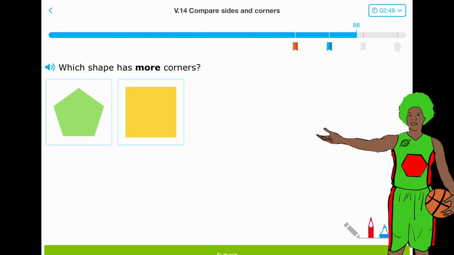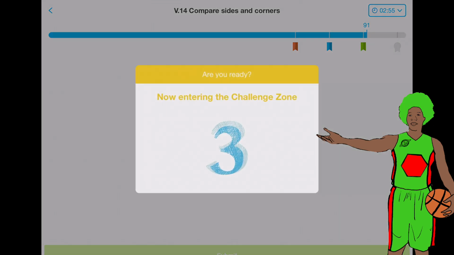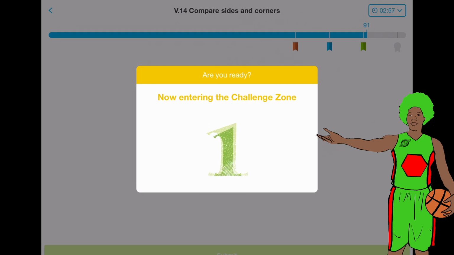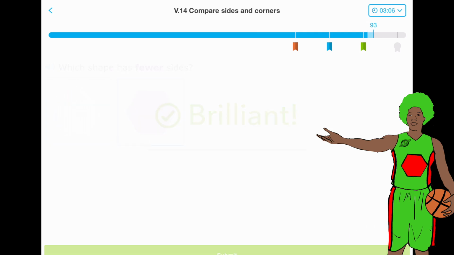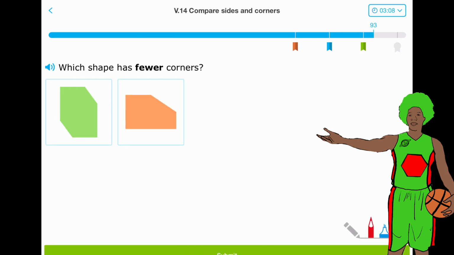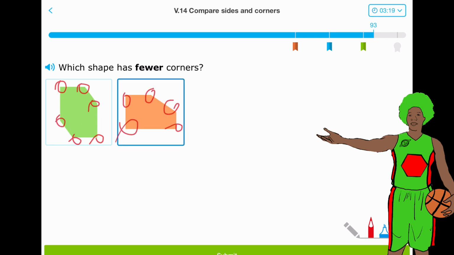Okay, which shape has more corners? Looks like the pentagon does. Woohoo! The pentagon. Enter in the challenge zone. Which shape has fewer sides? Easy. The purple one. Okay, some people can just look at them and tell, and some people have to count them. So, which shape has fewer corners? 1, 2, 3, 4, 5, 6. 1, 2, 3, 4, 5. The orange shape does.